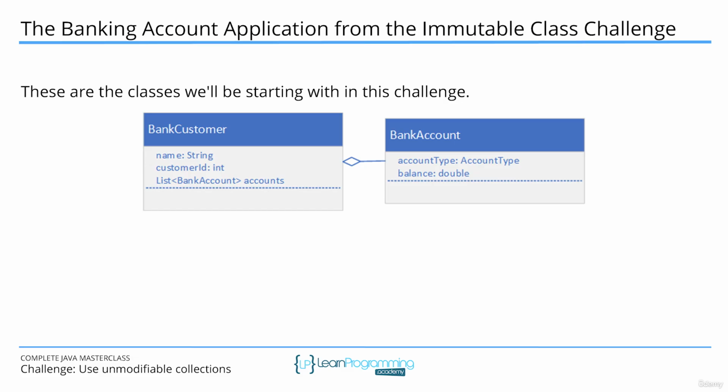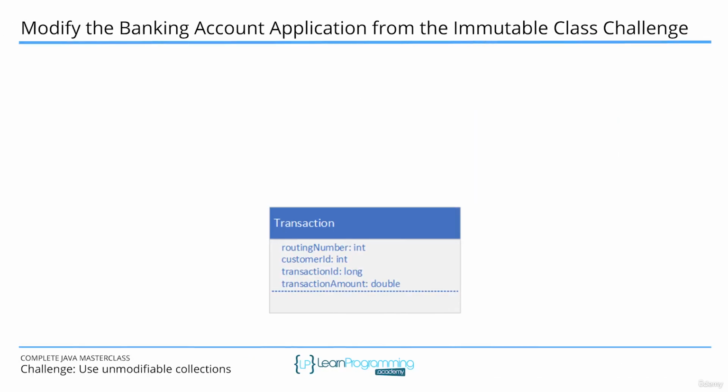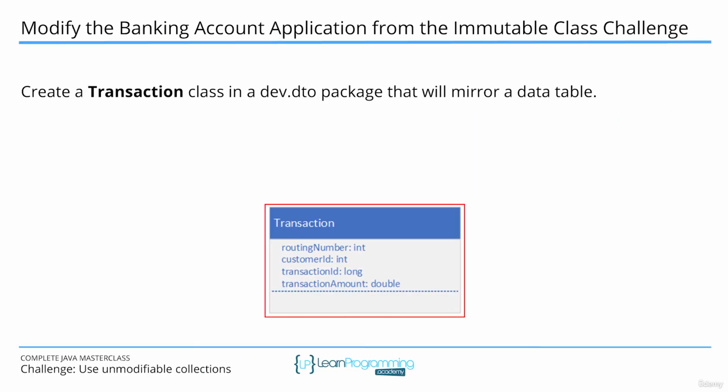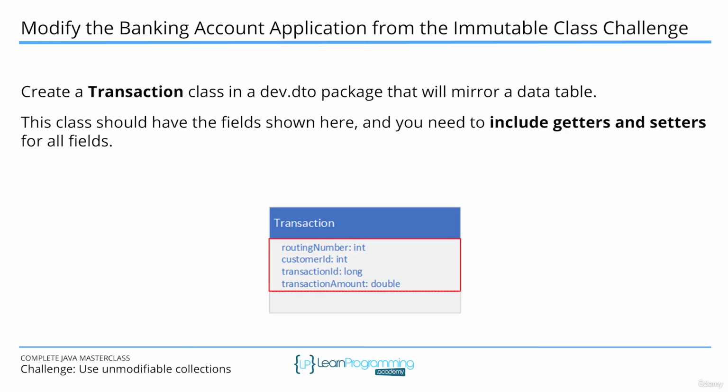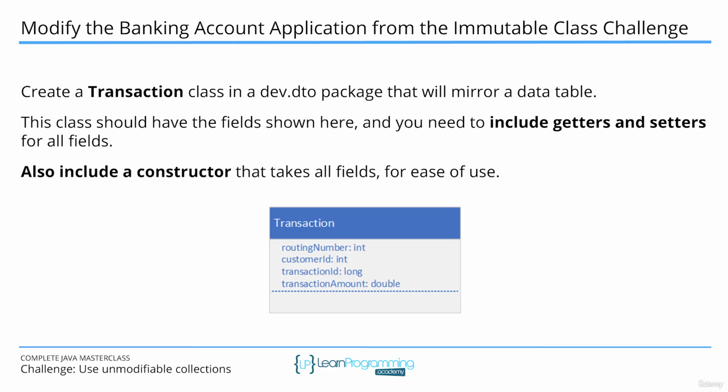Let's assume they use software to generate these classes from their data model. We want to emulate this, so we first want to create a transaction class in a dev.dto package that will mirror a data table. This class should have the fields shown here, and you need to include getters and setters for all fields. Data transfer objects generally have both in order to support two-way communication with database entities. Also include a constructor that takes all fields for ease of use.